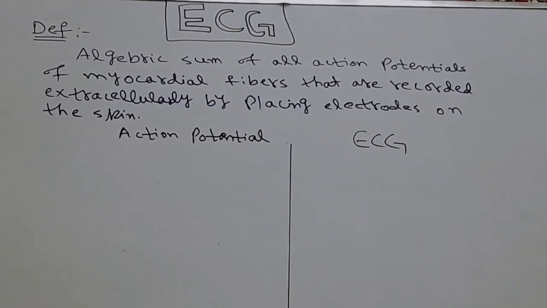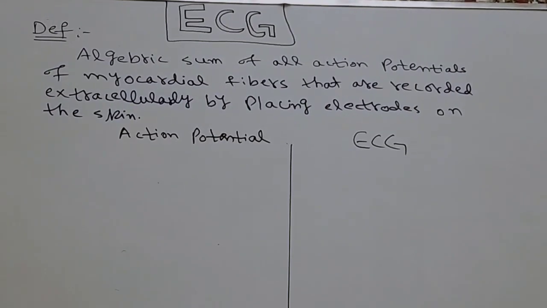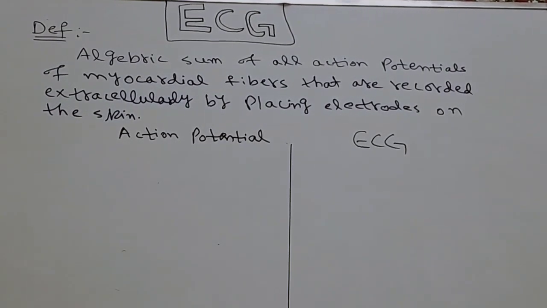Today I will give you the detailed overview about the ECG. First of all, going through the definition of the ECG, we know that what is ECG? Algebraic sum of all the action potentials of the myocardial fibers that are recorded extracellularly by placing the electrodes on the skin. It is not an invasive method, but electrodes are placed on the skin. So in this way ECG is recorded.